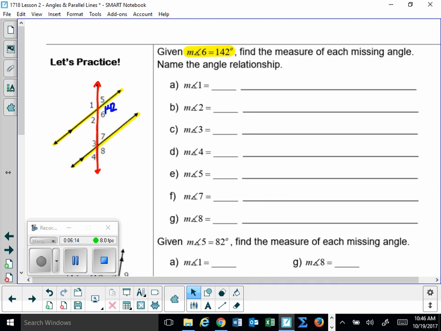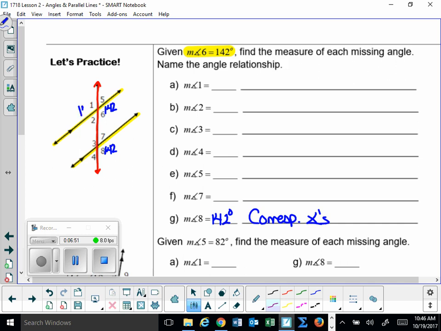Now, let's see. I don't have to go in any particular order, but I know 6 and 8 are corresponding angles. So the measure of angle 8 has to be 142 degrees. I'm going to annotate my diagram. Make sure when you write this down on line G, you're including the degree sign. And these are corresponding angles. Okay, 6 and 1 are vertical angles. So this is 142 degrees also.